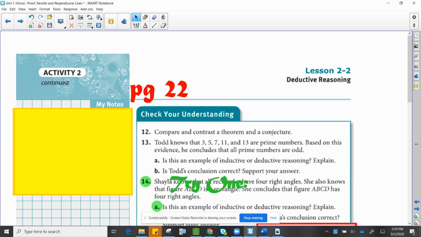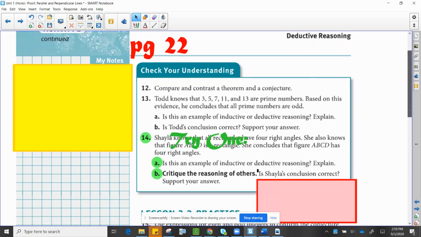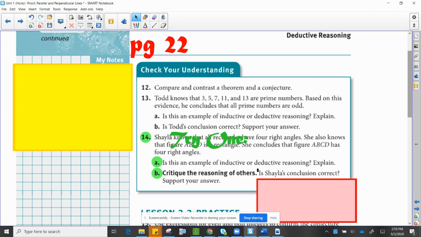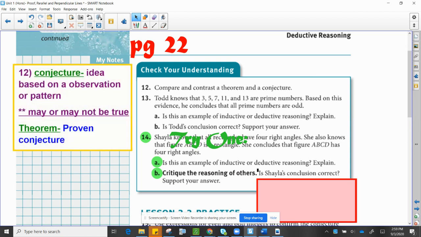So let's compare and contrast a theorem versus a conjecture. I want you to take a minute and think about what's the difference between a conjecture and a theorem. Well, hopefully you were remembering that a conjecture is just an idea that we base from an observation or a pattern we see. Okay, and remember, it may or may not be true, which we saw in our lesson yesterday. Okay, remember the pattern we were observing when we had the circle and the points along the circle.